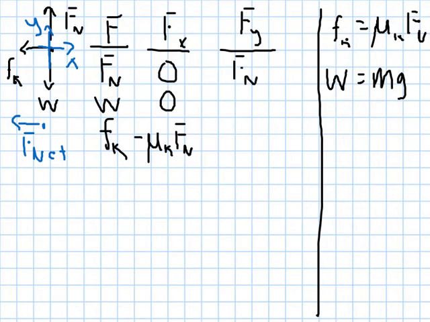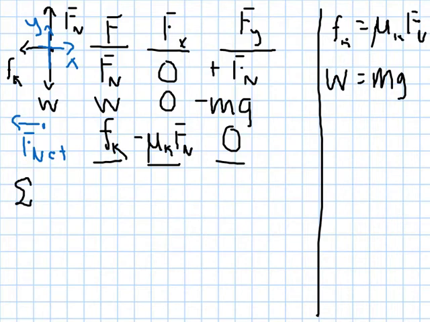My normal force is acting in the positive y direction, and my weight, mass times gravitational acceleration, is acting in the negative y direction, and friction does not act in the y direction at all. Now it's time to add things up. To give myself some room, I'm going to write things down over here.